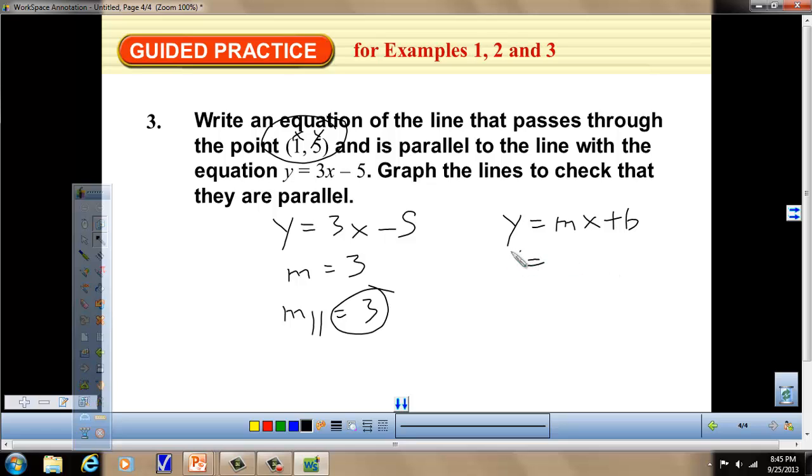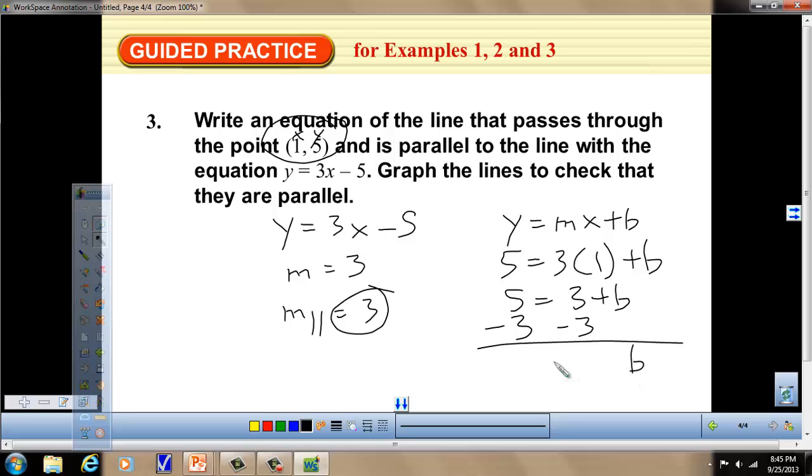The y is 5, so we write 5, and the slope is 3 times 1 plus b. That gives us 5 equals 3 plus b, subtracting 3 from both sides. b is equal to 2. So we've got a y-intercept of 2, a slope of 3. Our equation is y equals 3x plus 2. I'm not going to graph this, but I'll show you what the graph would look like.